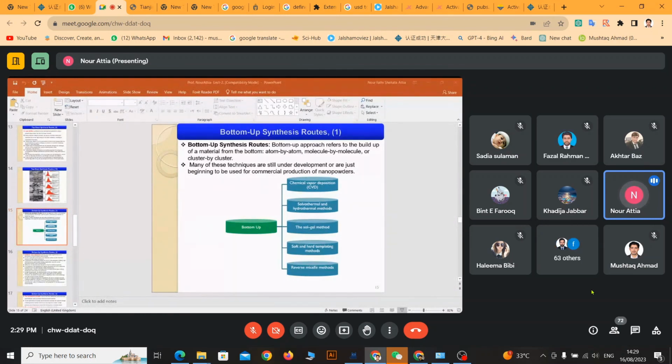So the main methods for that: we have chemical vapor deposition. We have solvothermal and hydrothermal methods. We have sol-gel methods. We have soft and hard templating methods. We have reverse micelle methods. Okay.